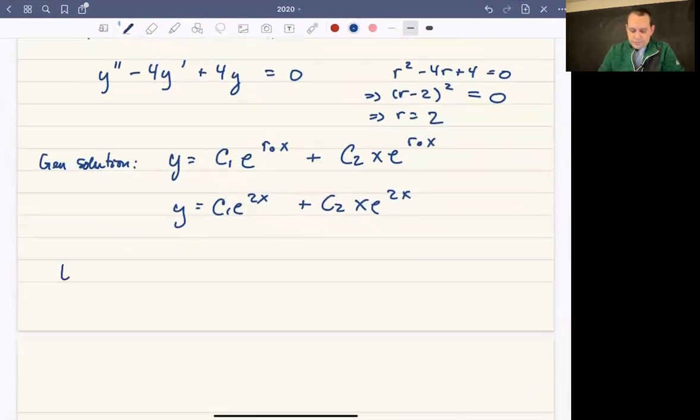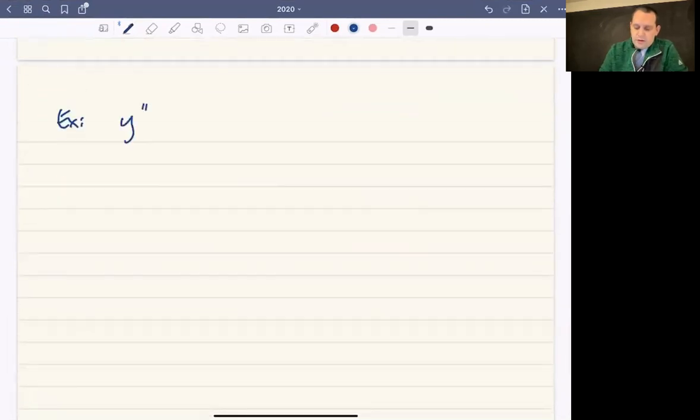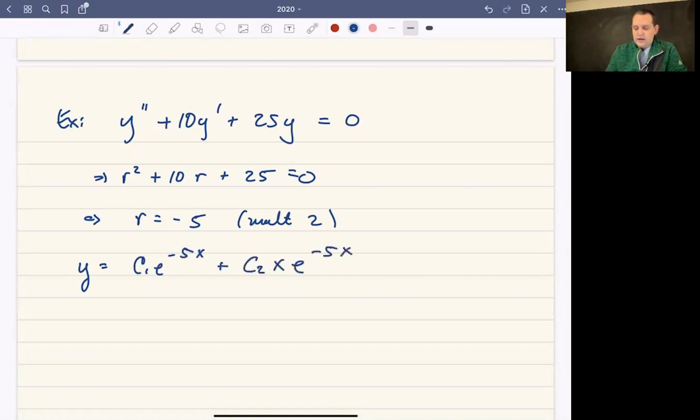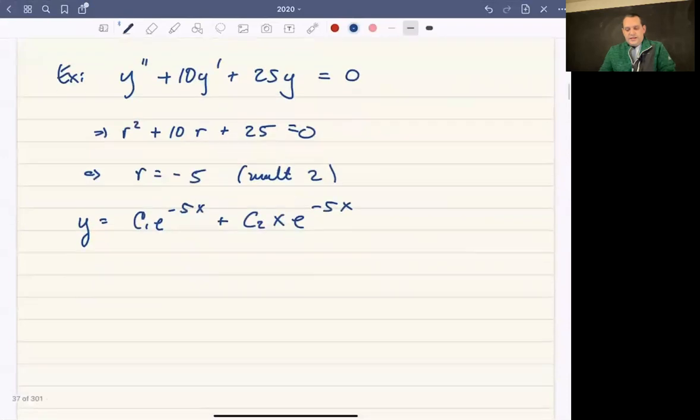So for example, let's do it down here so that there's room. Let's solve y double prime plus 10y prime plus 25y equals 0. That's going to lead us to solving the algebra equation r squared plus 10r plus 25 equals 0. And that means that your solution is going to be r equals -5 of multiplicity 2. And therefore, your general solution is going to be c1 e to the -5x plus c2 x e to the -5x. And that's how we'll deal with that.